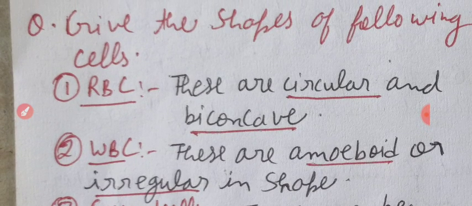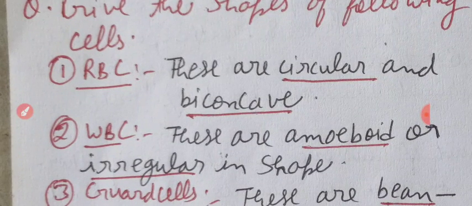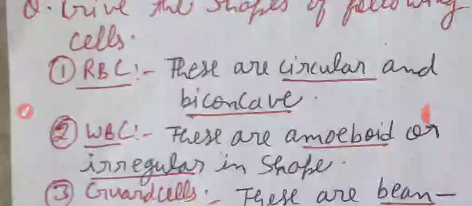This all of you must learn it nicely. Give the shapes of the following cells. RBC, they are circular and biconcave. All the students must remember these two words, circular and biconcave.